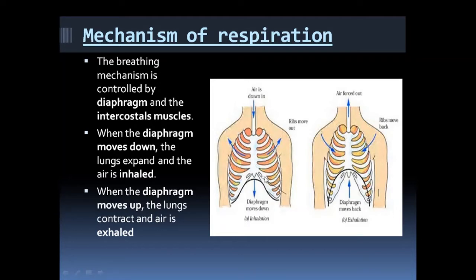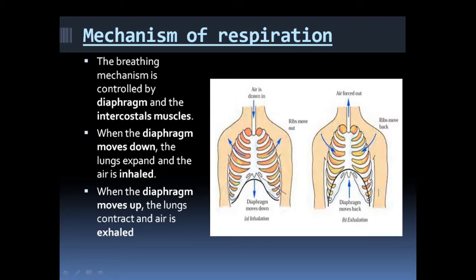When the diaphragm moves down, the lungs inside the ribs expand and the air is inhaled. When the air rich in oxygen is taken in, you can see that the lungs expand. When the lungs expand, the ribs move out and the diaphragm moves down, so that they can give space for the lungs to expand.